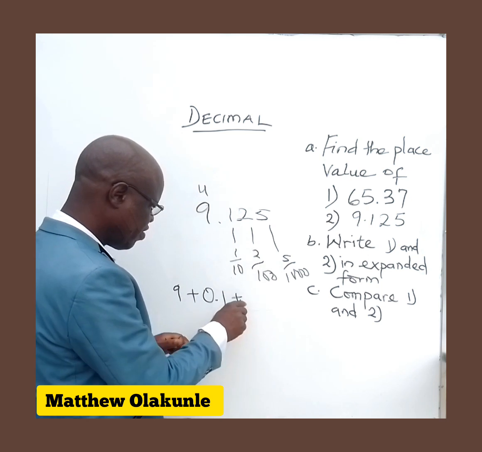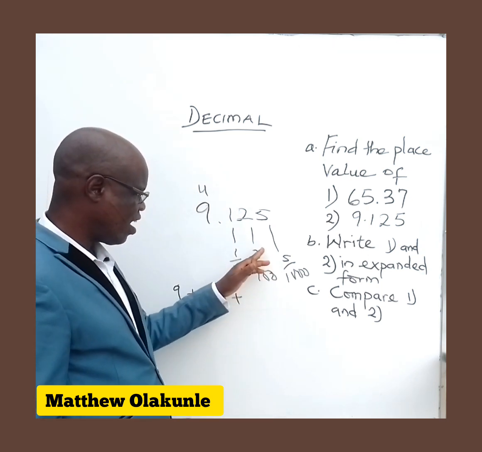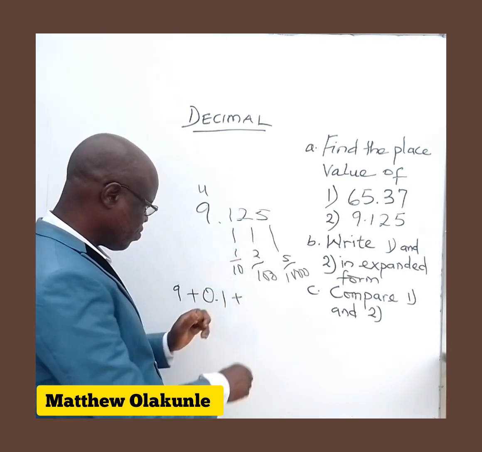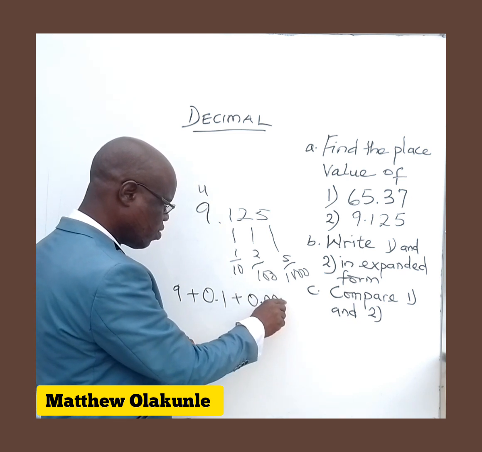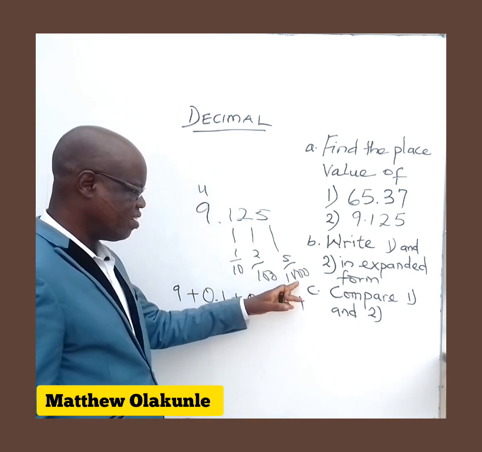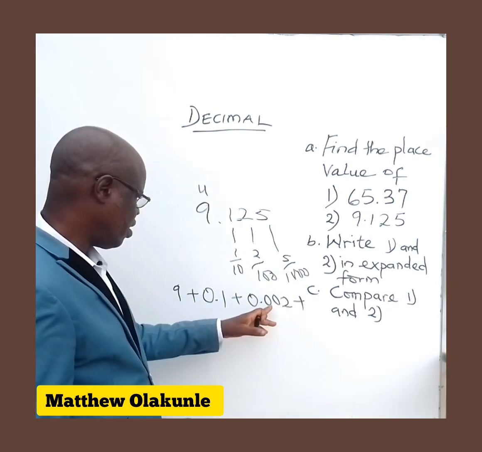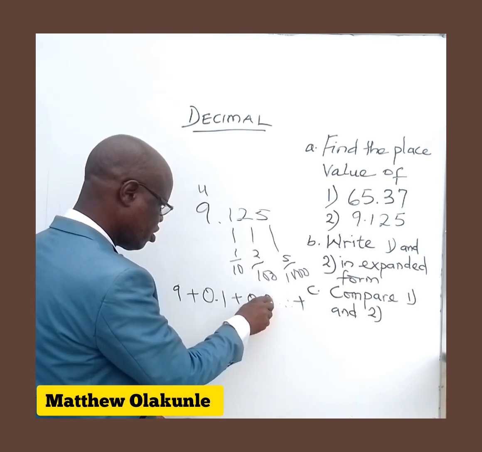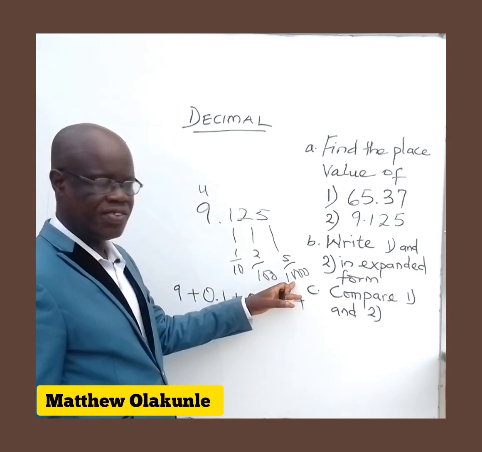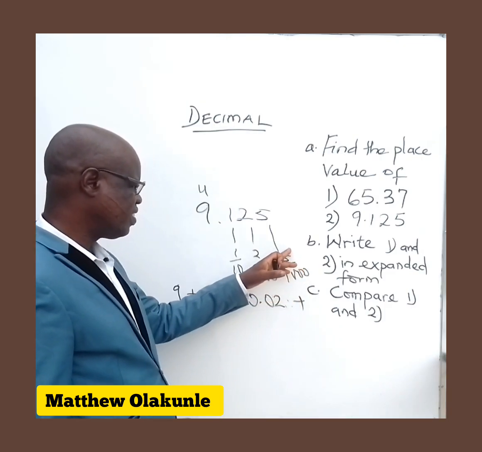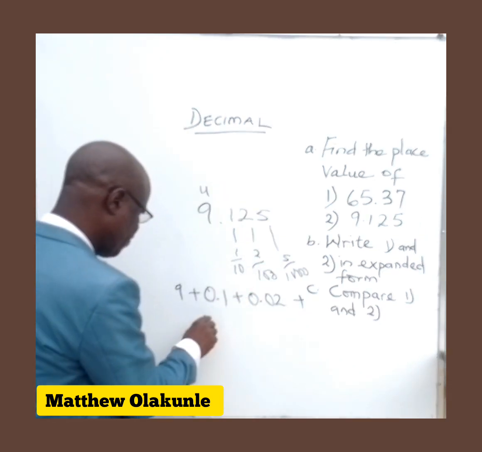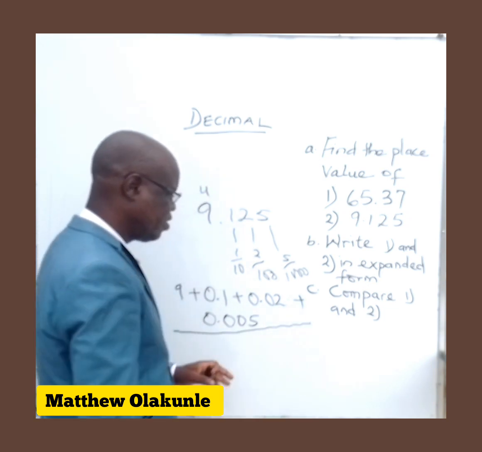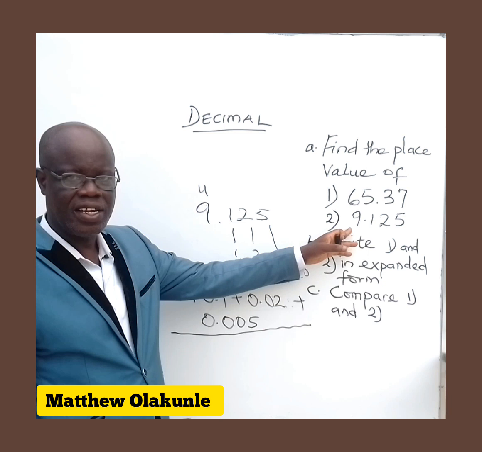So for this other one, count the number of the zeros, 1, 2, and start from here. Count it twice, which means there will be 2 zeros here. So you have 0.02, then plus, this is 3 zeros here, so you have 0.002. Then for this one, you have 3 zeros, 1, 2, 3. So you move the point 3 times backward, and you have 0.005. By writing this, you have written this number in expanded form.